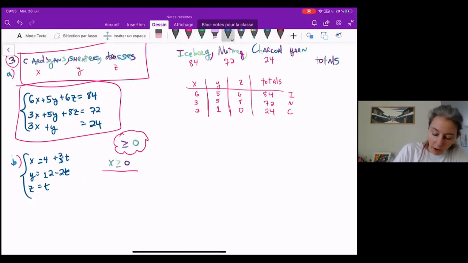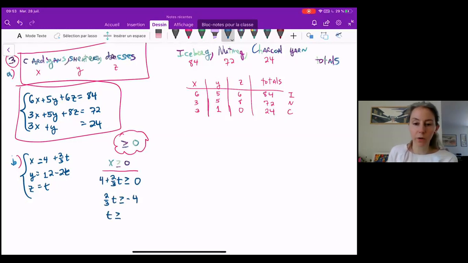Okay, so that means I have 4 plus 2/3 t is greater than or equal to 0. Let me make sure that I wrote this down correctly. I did. So this is saying 2/3 t is greater than or equal to -4. So t is greater than or equal to, be careful when we have a fraction, we flip the fraction. So I'm multiplying by 3/2. So t is greater than or equal to -6. That's my first restriction on t. I know it has to be bigger than -6.